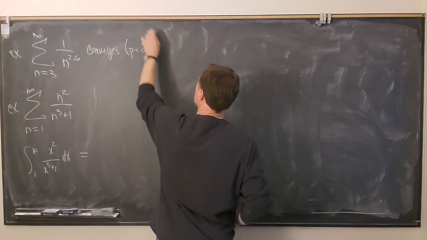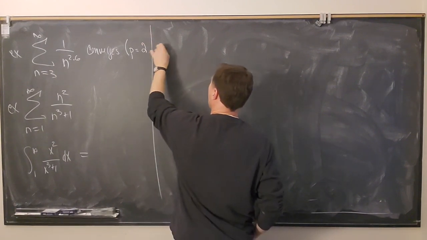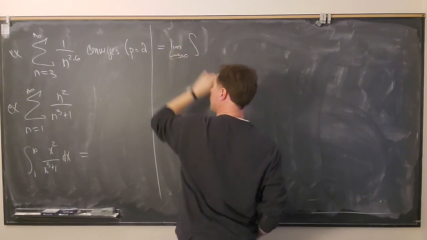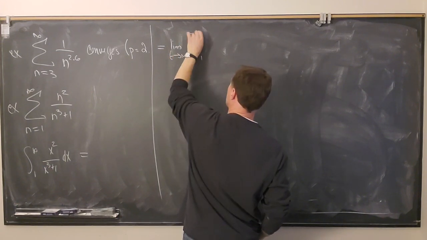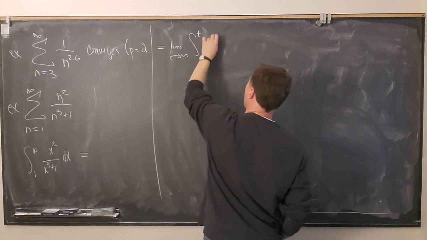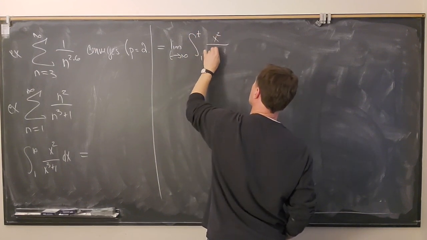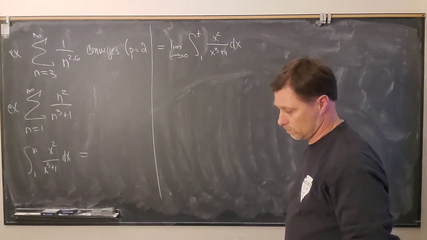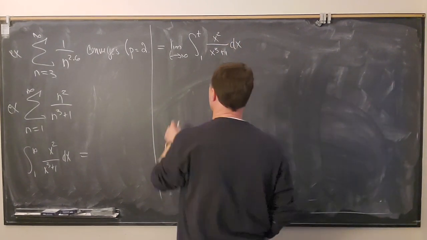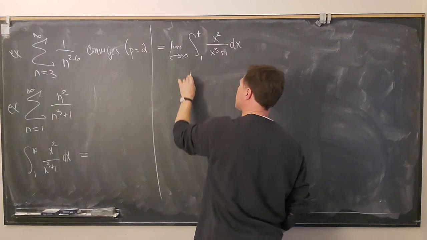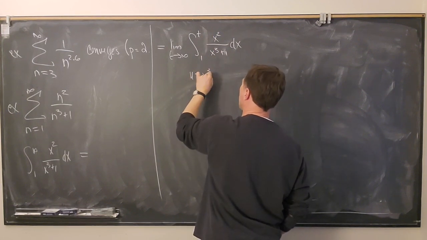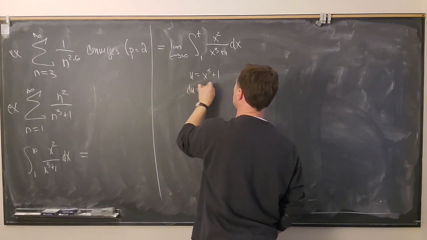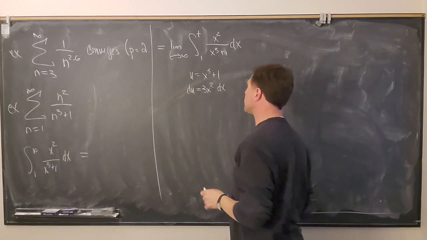So that's equal to the limit as t goes to infinity, integral 1 to t, x squared over x cubed plus 1 dx. Now this is set up to do substitution. If we let u equal x cubed plus 1, then du is 3x squared dx.